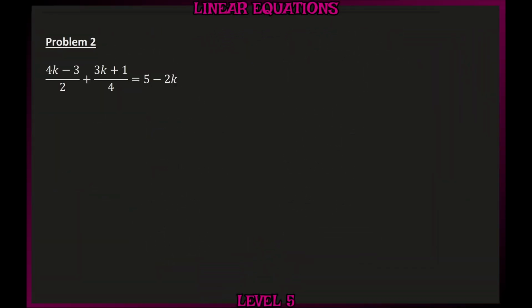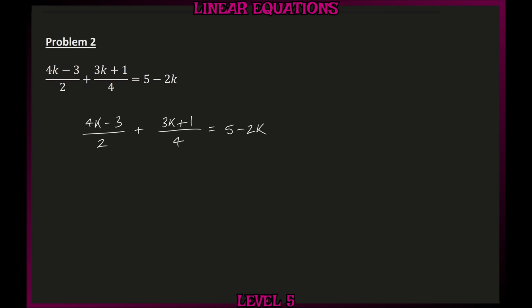In problem 2, we're solving the equation 4k minus 3 all over 2 plus 3k plus 1 all over 4 is equal to 5 minus 2k. Now since we have multiple fractions on the left hand side, what we'd like to do is put everything over the same denominator.